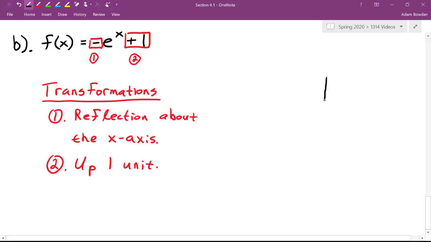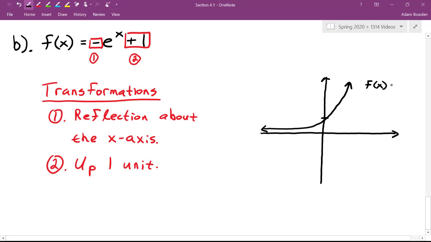So let's start out by looking at just the e to the x function with no transformations. Basically, all I'm going to draw is the same kind of graph that we had from up above. More or less, that's going to be close to what e to the x would look like. And so I need to reflect it, which comes first, and then shift it up by 1 unit. So if we reflect about the x-axis, rather than doing this, it would go the other direction instead. So that's what the reflection will do. Flip it around the x-axis.